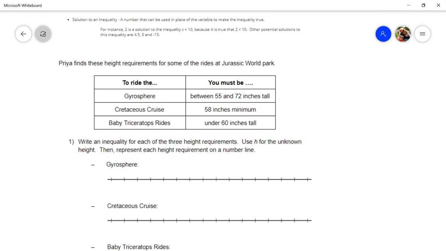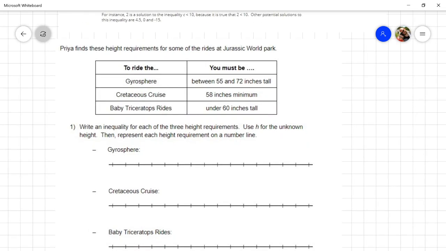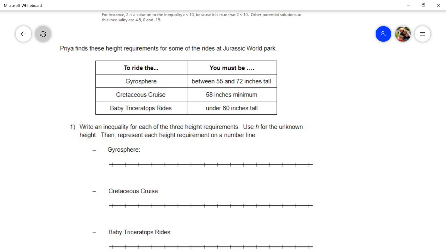Priya finds these height requirements for some of the rides at Jurassic World Park. To ride on the gyrosphere, she's got to be between 55 and 72 inches tall. On the Cretaceous Cruise, she's got to be 58 inches tall. Let me clarify all that again. The gyrosphere is between 55 and 72. So 55 is the lowest I can be. 72 is the highest I can be. I have to be at least 58 inches here. And for the baby Triceratops rides, I have to be below 60 inches.